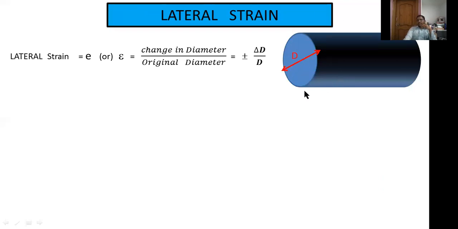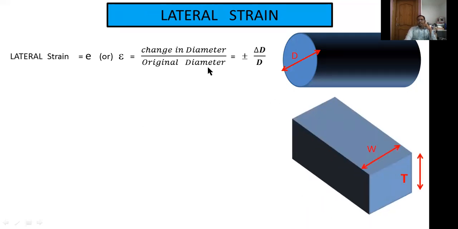For a shaft having only two dimensions, that is the diameter of the shaft and the length of the shaft, if the strain is represented in terms of diameter, it is called lateral strain. The change in diameter by original diameter is called lateral strain.